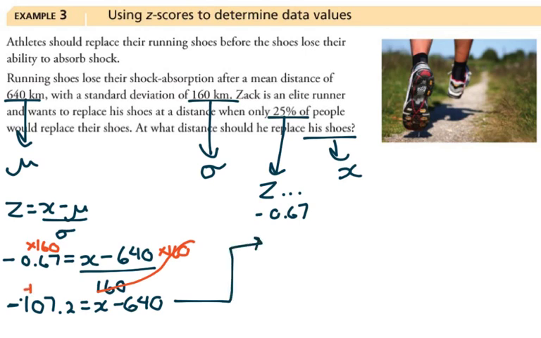Second step would be to add 640 to both sides. Cancels that. And it tells us that x is 532.8 kilometers. Why kilometers? Because that's the distance Zach is going to replace his shoes at.